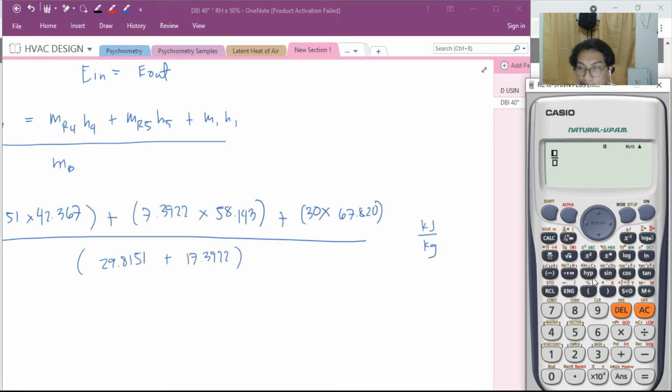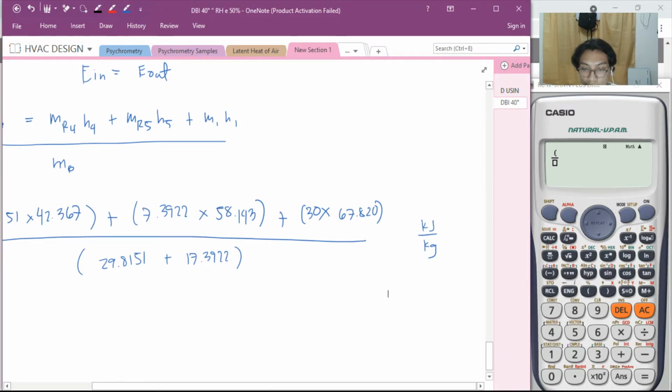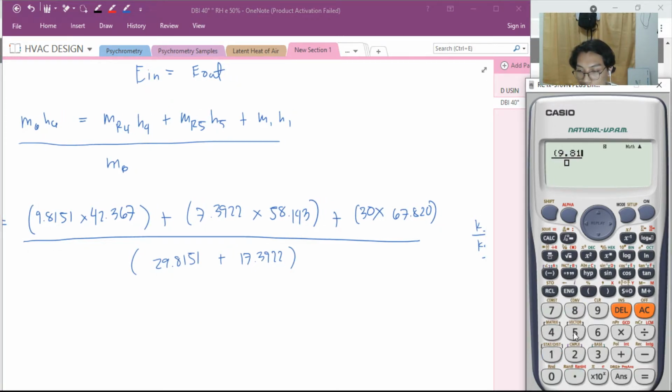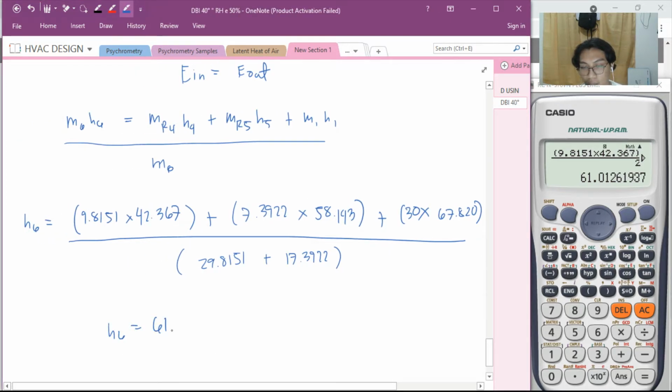So, what is our answer? Oh. Okay. 9.8151 times 42.367 plus 7.3922 times 58.143 plus 30 times 67.820 divide by 29.8151 plus 17.3922. The answer is 61.86. H6 is equal to 61.0126 kilojoule in every kilogram.